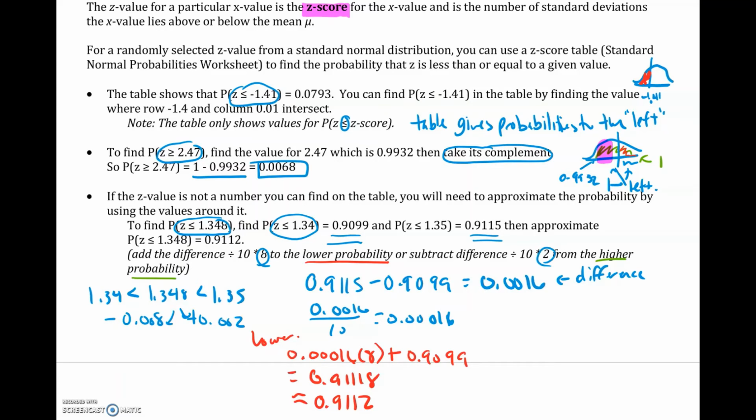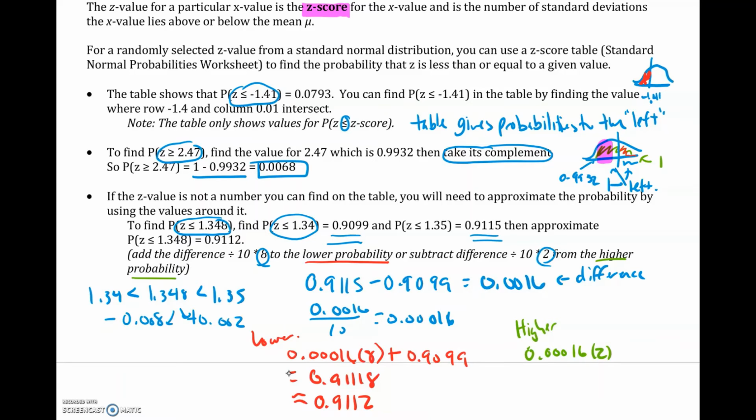We can do the second calculation, but we should get the same number. So we're going to take that same difference divided by 10. So this is my higher probability. Take that 0.00016. I'm going to multiply it by 2. And again, why are we multiplying it by 2? Because 2 is what I need to add to 1.348 to get to 1.35.